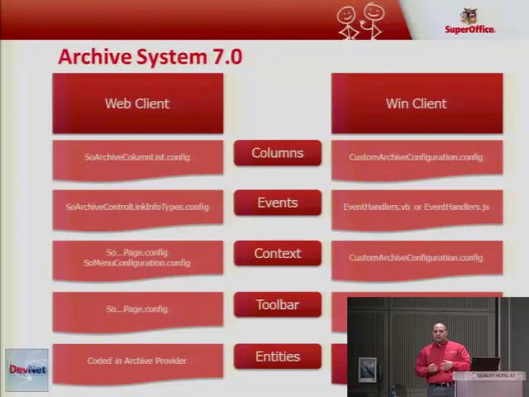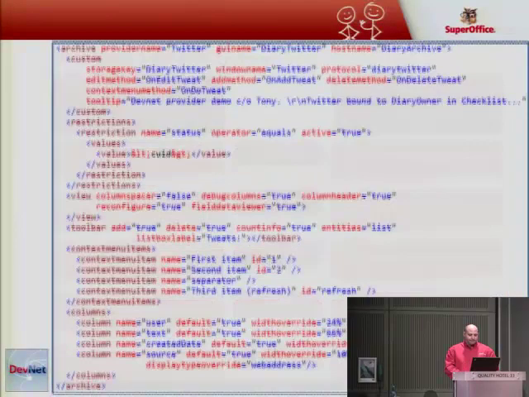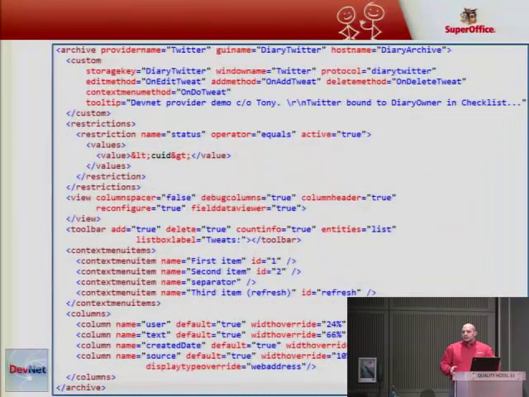I'm going to show you an example of this. I'm going to show you some XML. Stay with me. And again, entities coded in the archive provider. Where are the entities defined? Entities are defined in the archive provider. Thank you, Patrick. So here's some XML. Ah, no! There's a whole lot of XML.